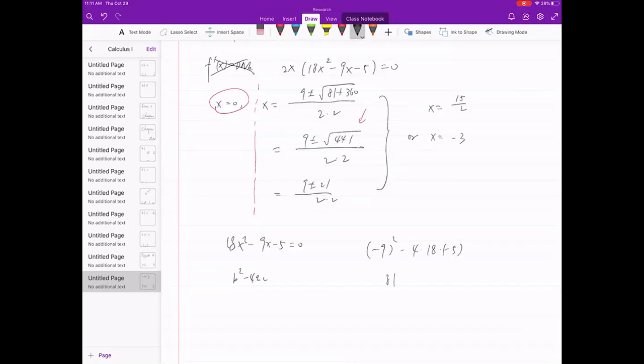That's gotta be 81. It's gotta be 360. And it's gotta be 441. So no matter what, it's 21. But if it's 21, 9 plus minus 21, that's going to be 30 divided by 4, which is this. And negative 21 minus 9, that's 12 divided by 4. That's negative 3.